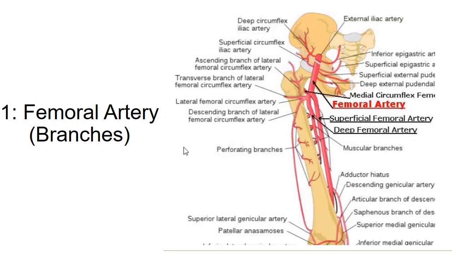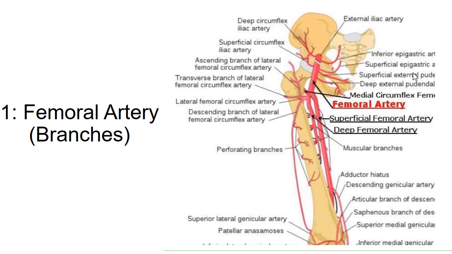Now let's talk about branches of the femoral artery. Femoral artery gives off 6 branches in the femoral triangle, 3 superficial and 3 deep branches. The first superficial branch arising from the femoral artery is superficial external pudendal artery, this one. This artery supplies skin of external genital organs.